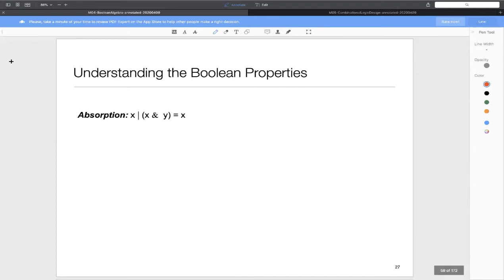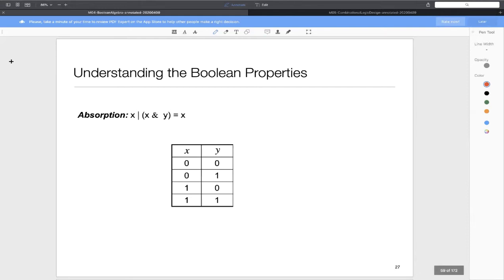But let's try to understand. Let's take a few samples and see how we can examine them. So one version of the absorption property is that x or (x and y) is equal to x. That essentially is saying that in the case of the or, if one of the inputs is a more constraining input, it doesn't really matter.